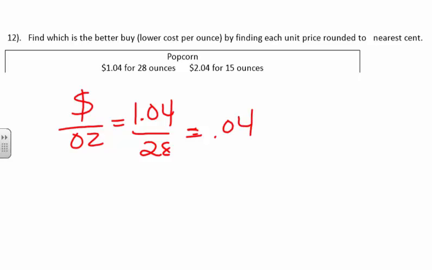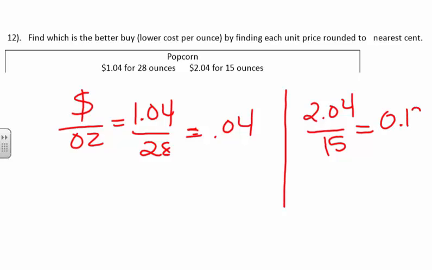0.04. And then for the second one, we have 2.04 over 15. And then that reduces to 0.13 dollars per ounce. Or this is 4 cents per ounce. And this is 13 cents per ounce. So the better buy is the first choice.